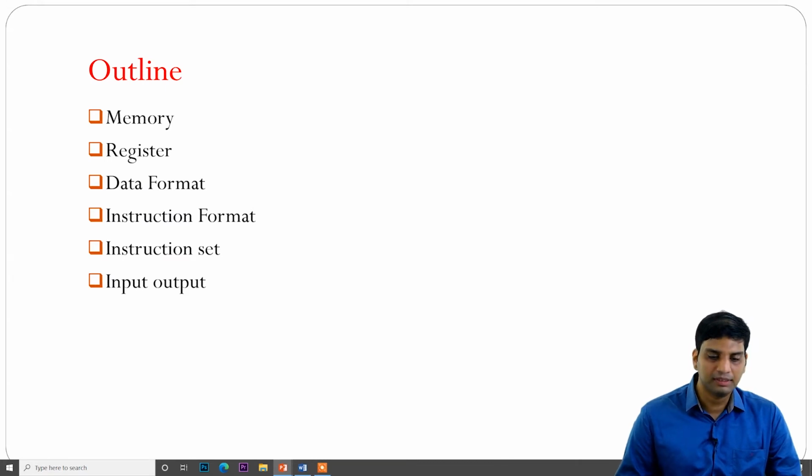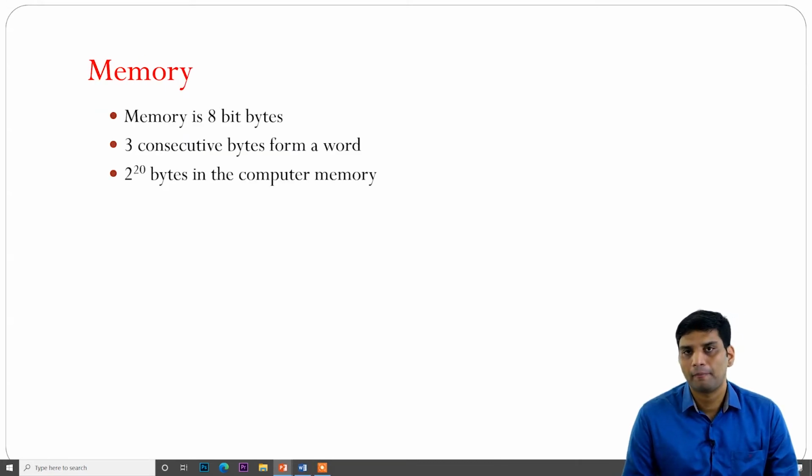So the first one is memory. So what is memory? Memory is nothing but where we use for storing things, storing data and all those things. And here in SIC we have discussed that the memory is of 8-bit bytes. What is 8-bit bytes? 1 byte is equal to 8 bits. We have also discussed that 3 consecutive bytes form a word.